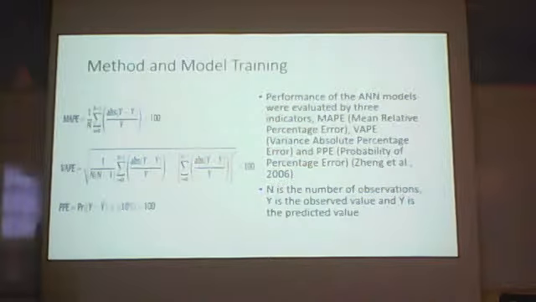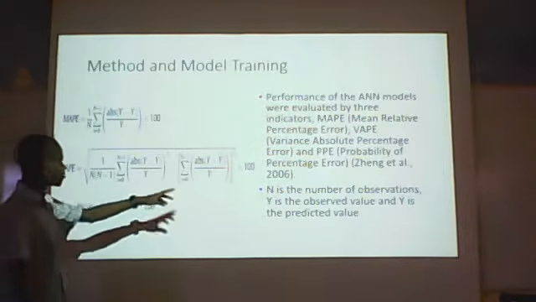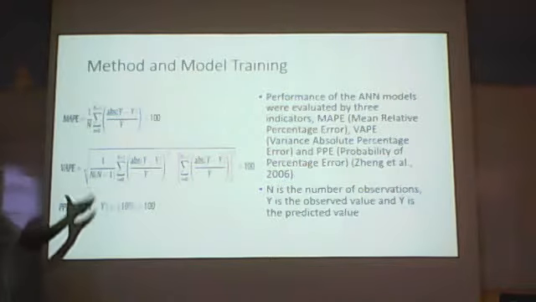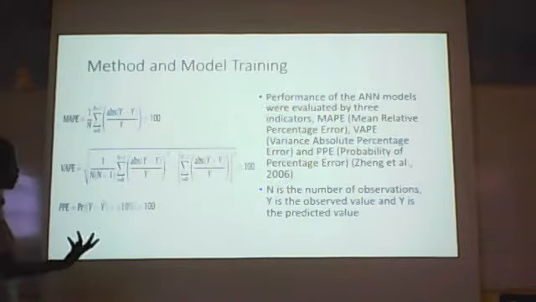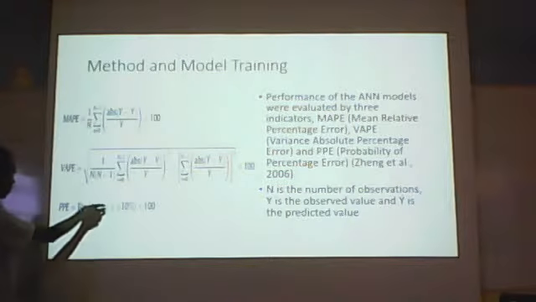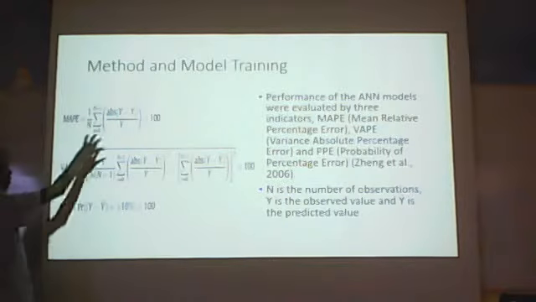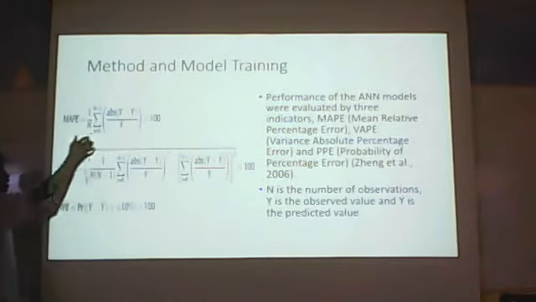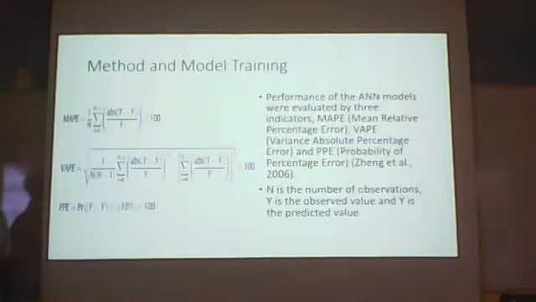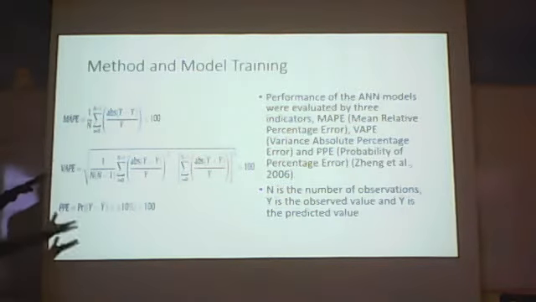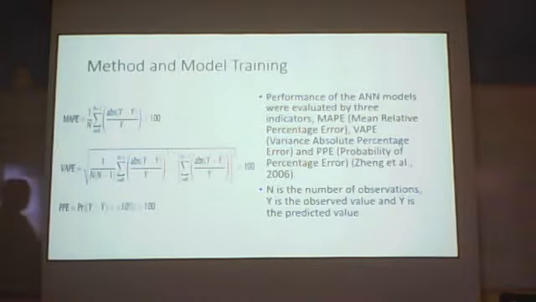So from here you can see the number of observations N, Y is the observed value, and the other Y is the predicted value. As you can see from these equations, this is the basis. This equation here is the core of the propagation, where you try to minimize the error percentage. From here they expand to figure out the reliability, the accuracy, and the stability of the model.